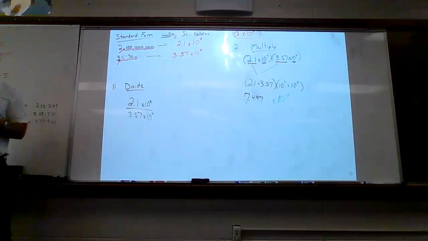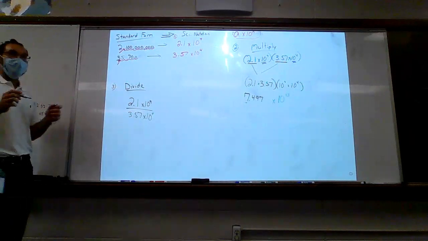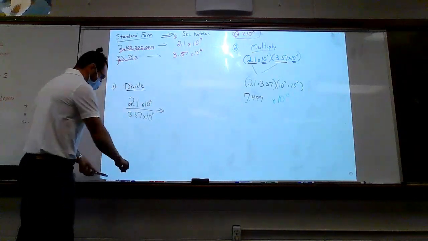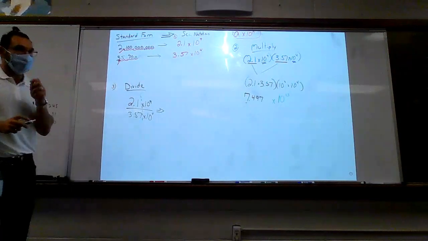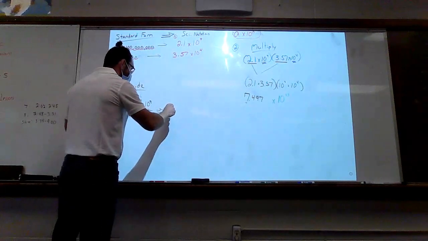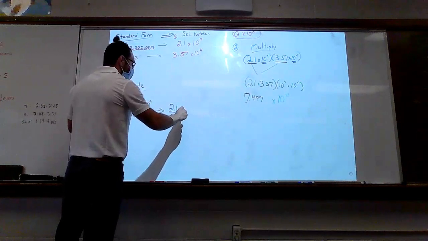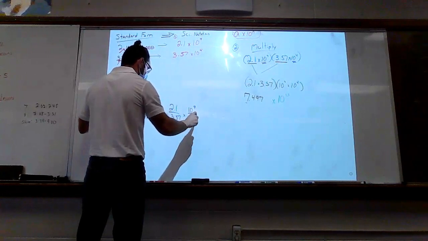Have I lost anybody yet? Jaden. Everybody with me still? Okay. So I want to rewrite this by breaking it in half, the same way that I did my multiplication. So I'm going to group together 2 and 1/10 divided by 3 and 57/100ths, times 10 to the 9th divided by 10 to the 4th.